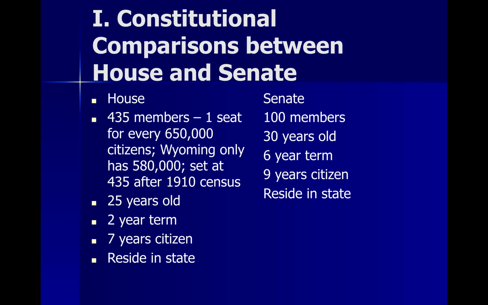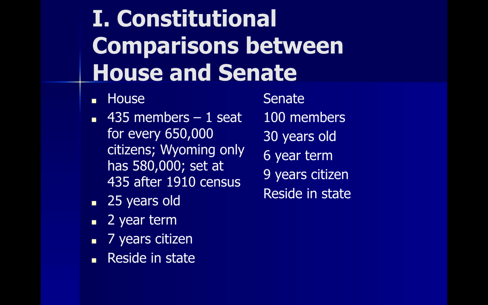Today it's 1 seat for every 650,000 citizens. Wyoming, at the time that I made this slide, had the smallest population. I think some of those small states kind of go back and forth. So it didn't have enough people to have 1 seat for every 650,000 citizens. And by the way, Washington, D.C. has a representative, but it has enough people in it for two representatives. But since it's not a state, it only gets one. The 23rd Amendment says Washington, D.C. gets 1 representative.